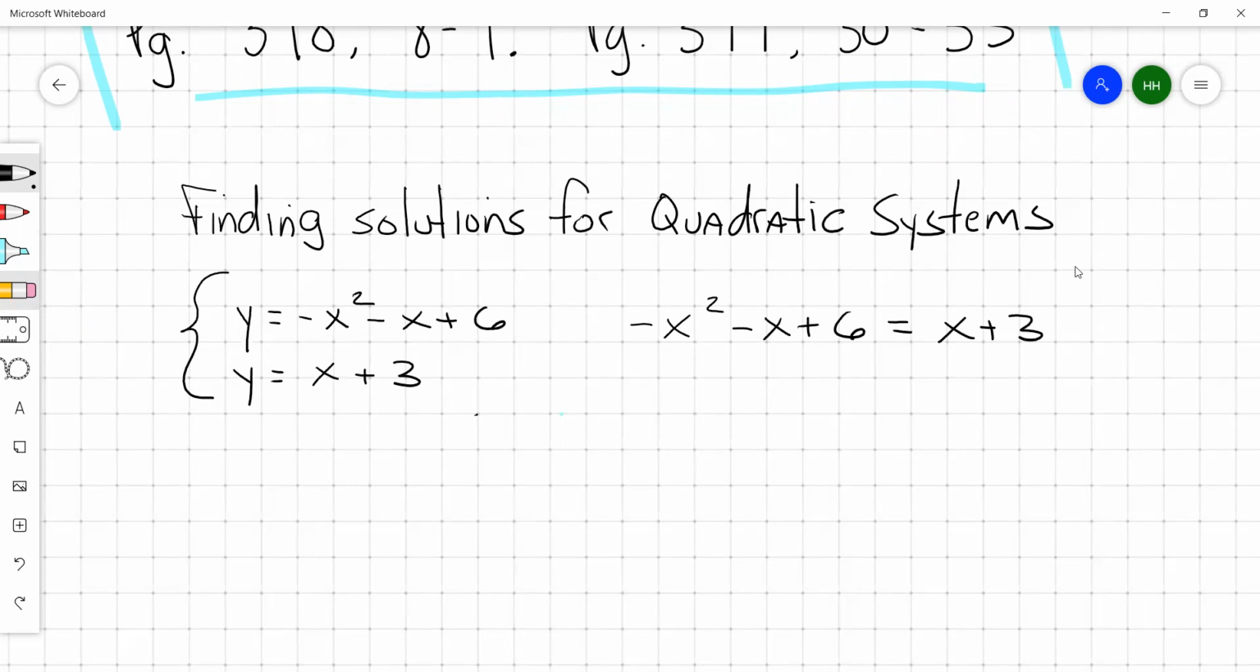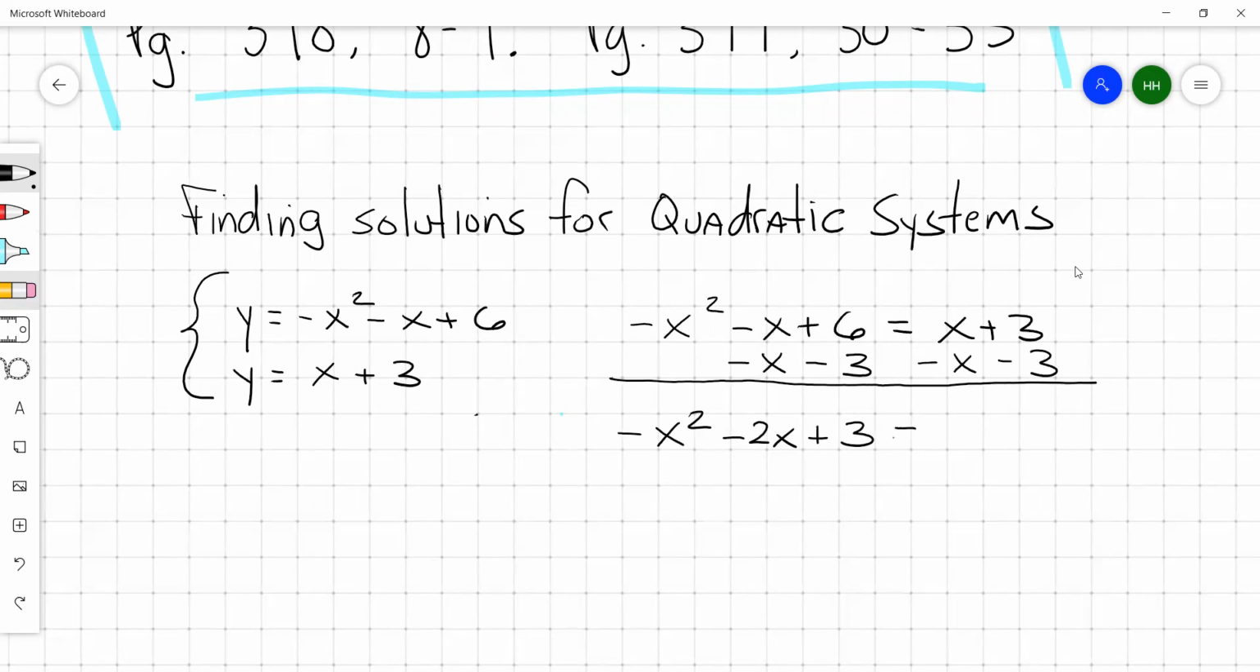Your second step is to get all the variables and numbers on the left-hand side of the equation. So if you subtract x and you subtract 3 from the right side, you do the same thing to the left side. So now we bring down this negative x squared, and then negative x minus x is negative 2x. Positive 6 minus 3 is positive 3, and this is equal to 0.